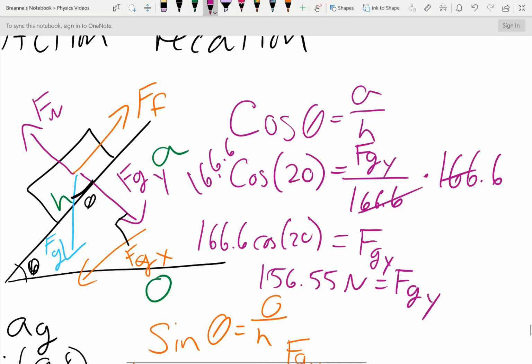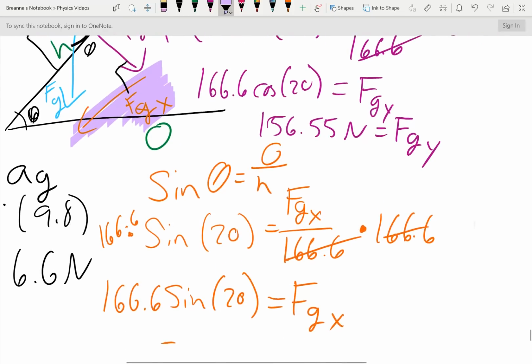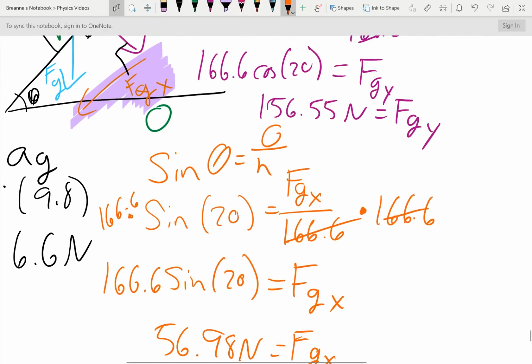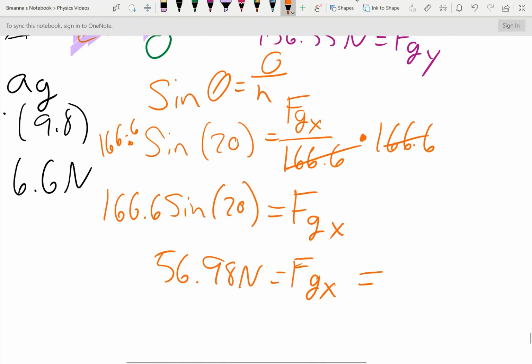Next thing it asks you is for your force applied in the x. Now that force applied in the x is just what's causing it to go down the ramp. So what force is pointing down the ramp? That is your force of gravity in the x. So your force applied in the x equals your force of gravity in the x. That's what's physically causing it to go down the ramp, is that 56.98.